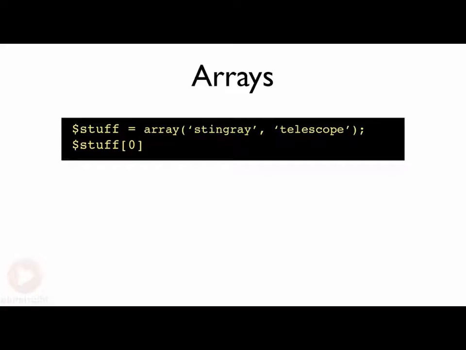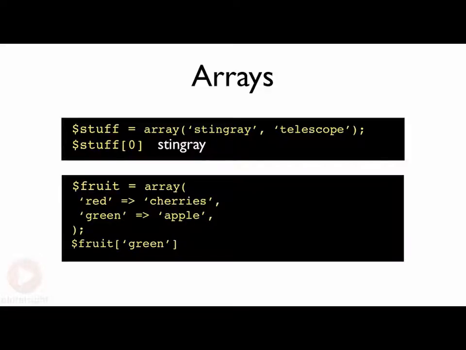When working with arrays, we'll frequently want to reference certain items that are part of the array. So in our stingray and telescope array example, if we wanted to print out the first item, we could reference that by using $stuff and then square brackets around the index, such as 0. Printing that value would give us the string stingray. In a hash table example, we use the same method, but using the key string rather than the integer index. So here for our fruit array, if we print $fruit and then green in square brackets, we will get the value apple.